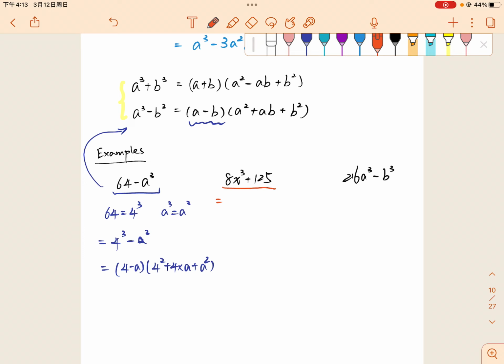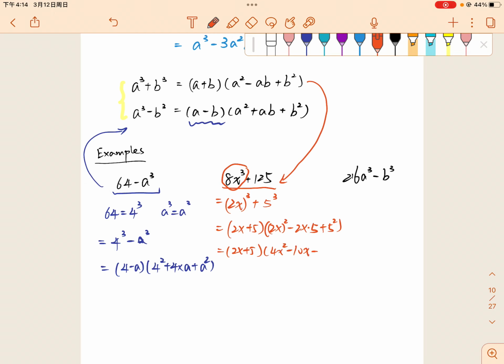8 times x to the power of 3 plus 125. We simplify it first. Remember, we want to have each whole thing to the power of 3. So that gives me (2x) cubed plus 5 cubed. Then we can use the first formula over here. That will give us (2x plus 5) times ((2x) squared, the whole thing squared, minus 2x times 5 plus 5 squared). So in the end, you should get (2x plus 5) times (4x squared minus 10x plus 25). So that's how we do the second one.